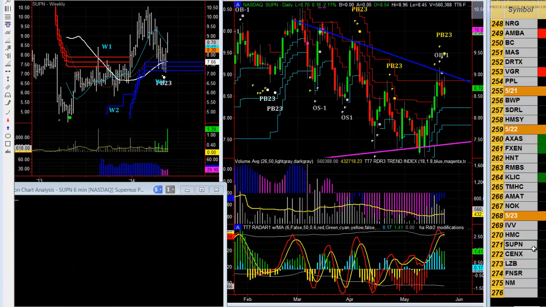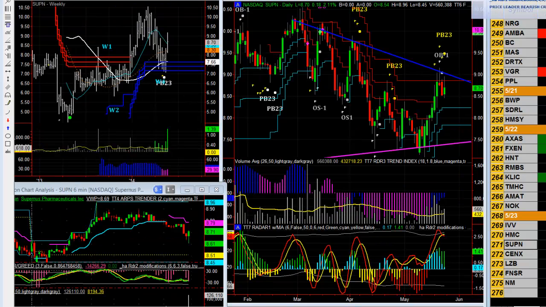Okay, SUPN, this is a short setup from my trend exhaustion 1, 2, 3. You can see we got pullback 23 and trend exhaustion 1 short, both a couple bars ago, or 1 bar ago. And so this looks like a nice pullback in a downtrend. We also, it's not marked here, have a trender pullback on the long-term trender.